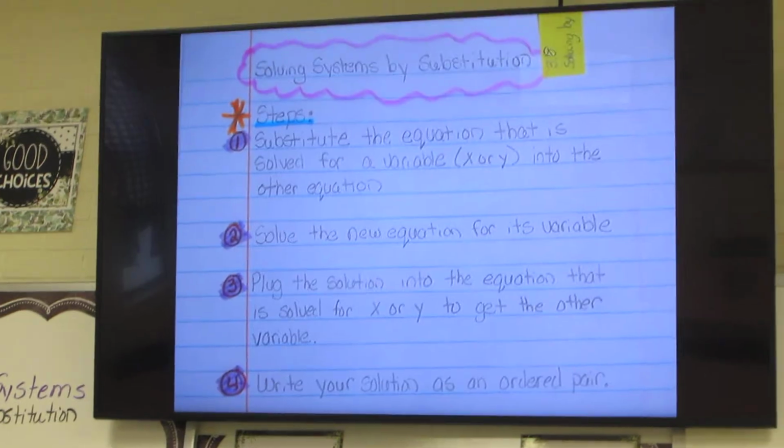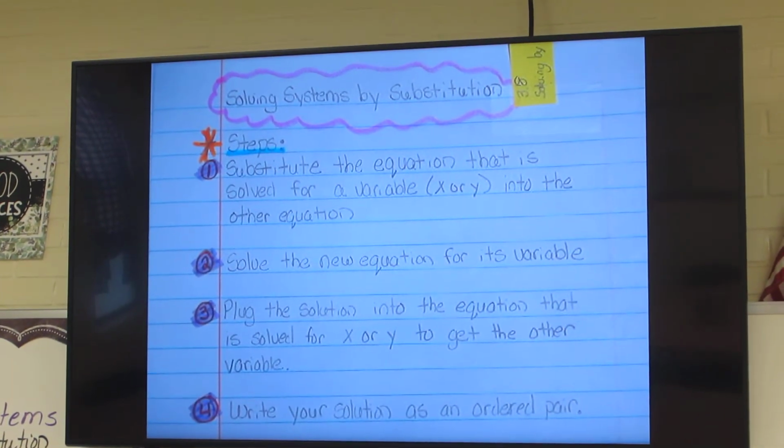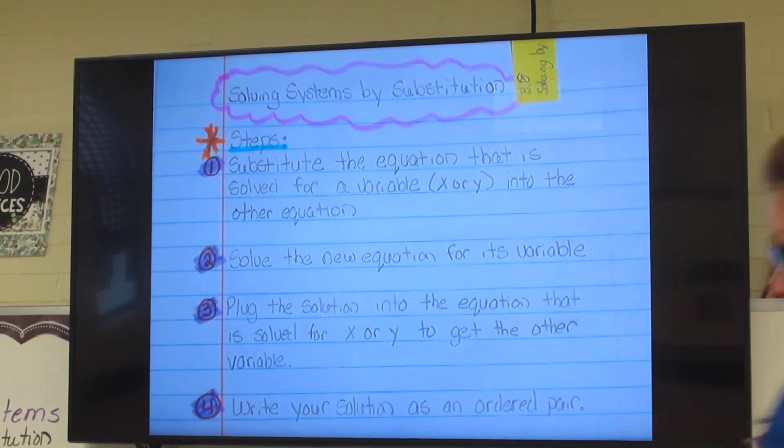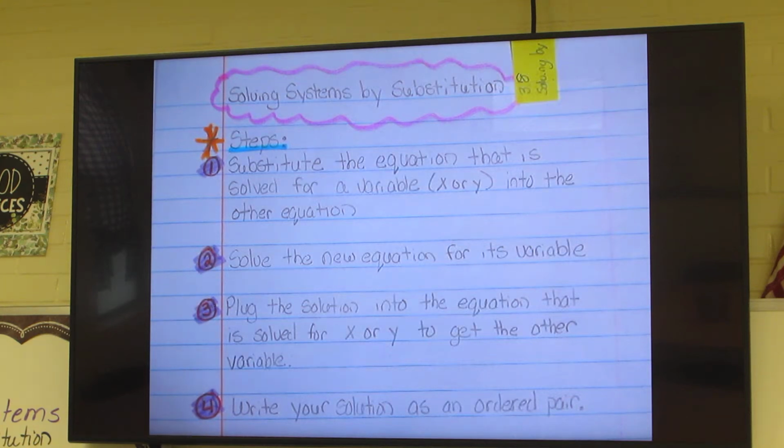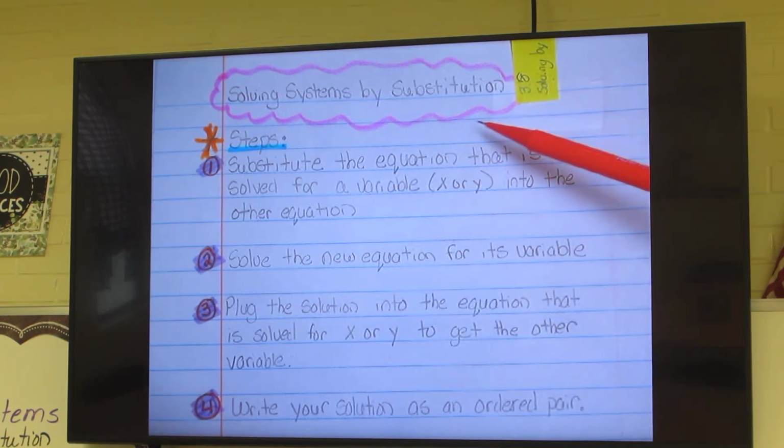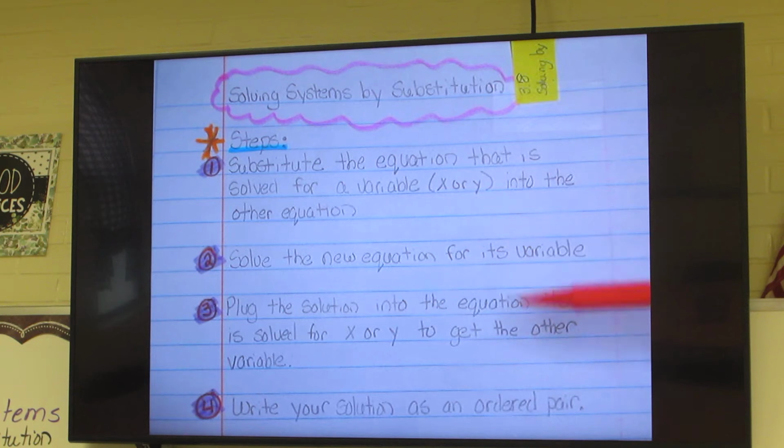Here is a short video on solving systems by substitution. I've already done one on graphing. So systems being two equations that we have to find a solution, which is an ordered pair, x comma y, that makes both equations true. So substitution is an algebraic method to solving these systems. And so I have my step-by-step here that we're going to follow.